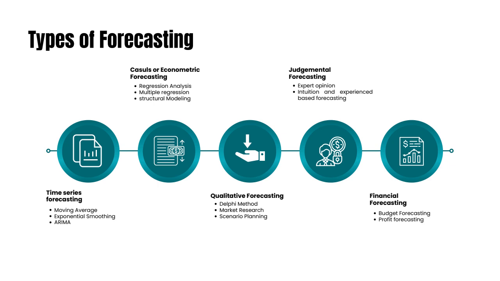Then we have causal or econometric forecasting, which has regression analysis. So all the forecasting types that I'm going through, I know it does seem pretty hectic in the beginning, but as you read more into it, you'll understand how a lot of the forecasting can be used when you're looking at data from a data analysis perspective and a research methodology perspective.